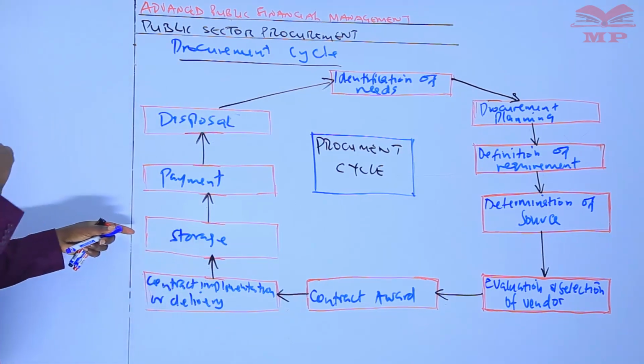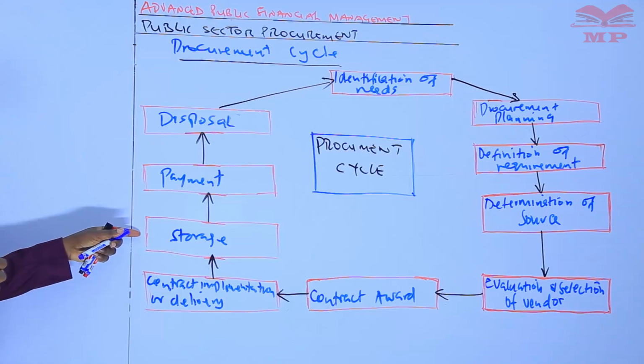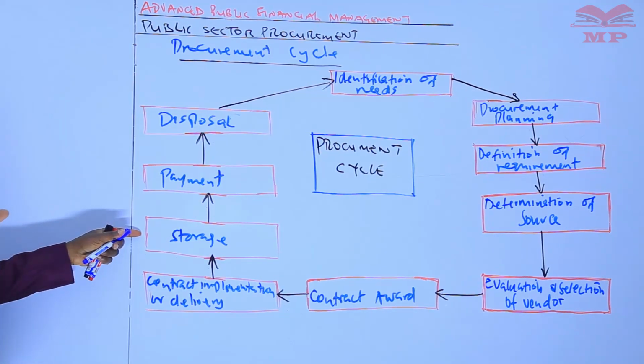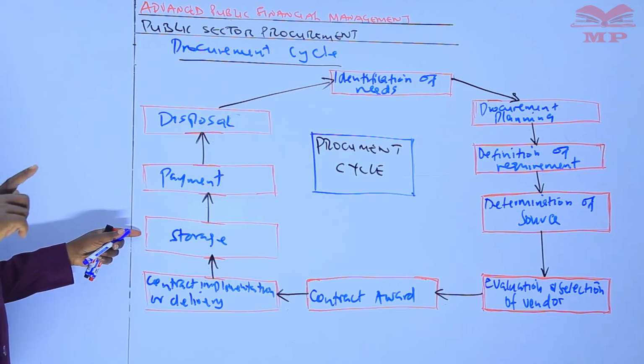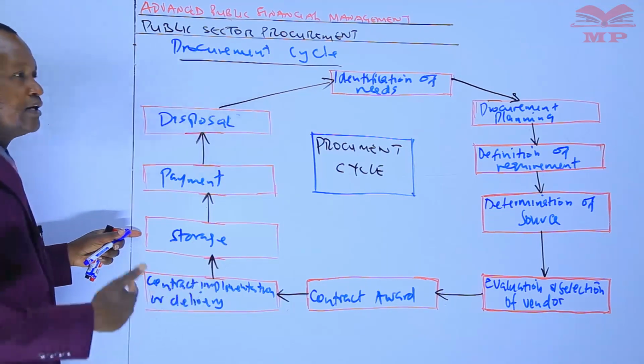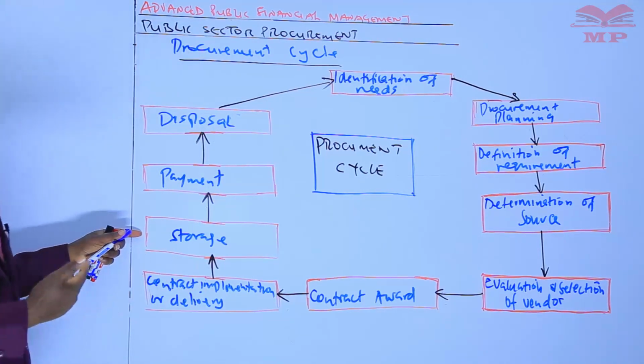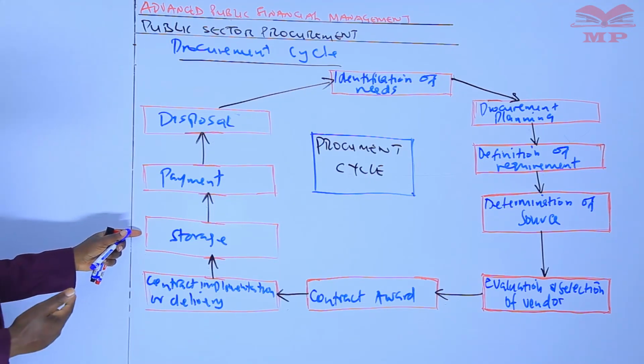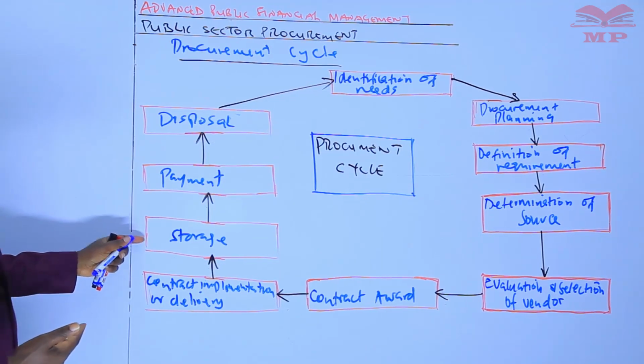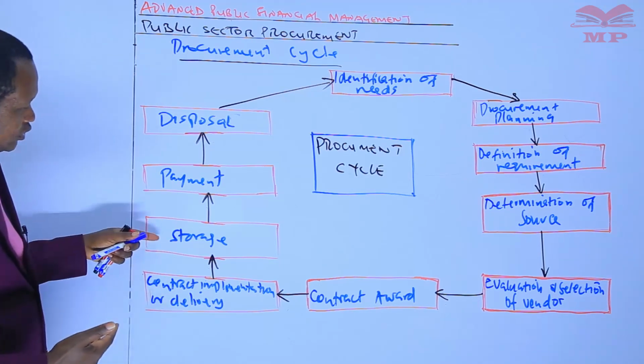Then there is the storage phase. Now, an effective stores and disposal management system is essential to deter corrupt malpractices. Storage. After delivery, then you store.